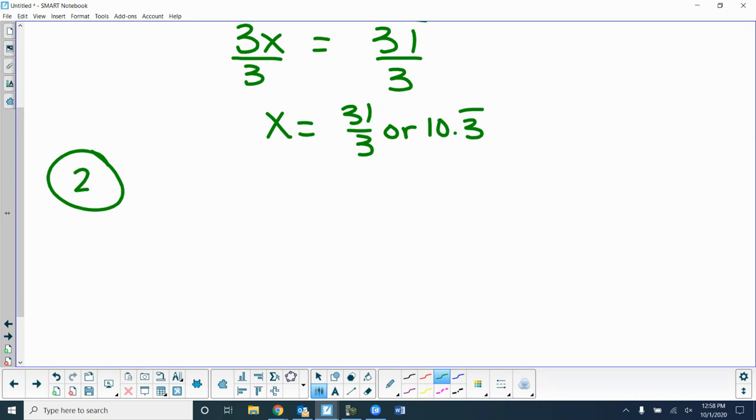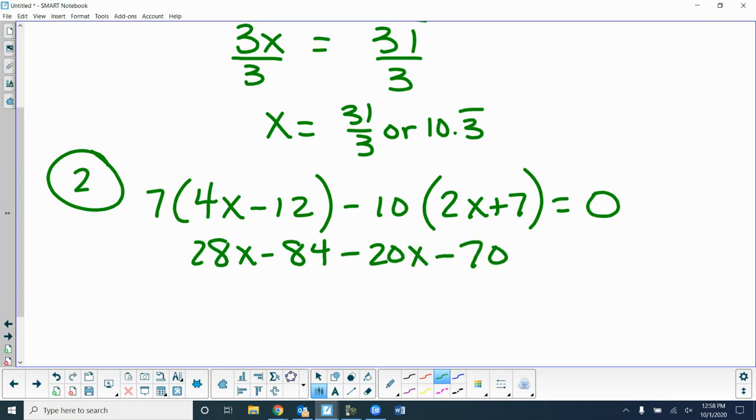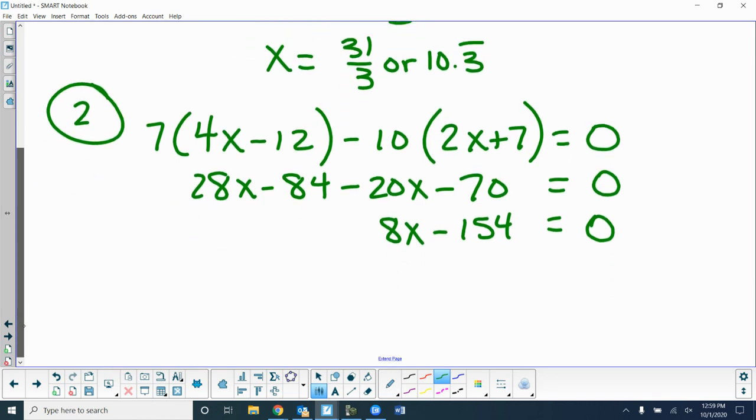Number two, we got some simplification to do before we can get our x by itself. Okay, so distribute your 7, 28x minus 84. Distribute the negative 10, negative 20x minus 70. Okay, combine like terms, 28 minus 20 is 8, and negative 84 and negative 70 is negative 154. Questions so far?